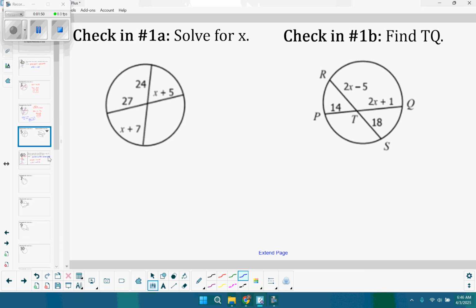Here's 2 check-ins for you to try. Pause. Answers are posted on Google Classroom.